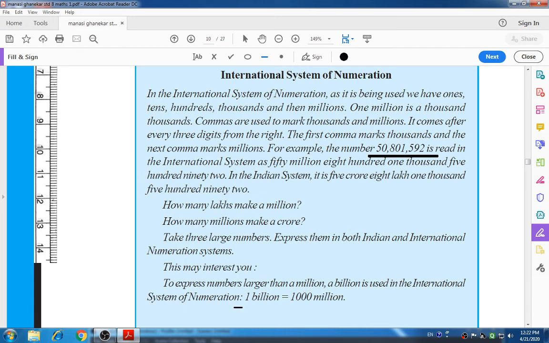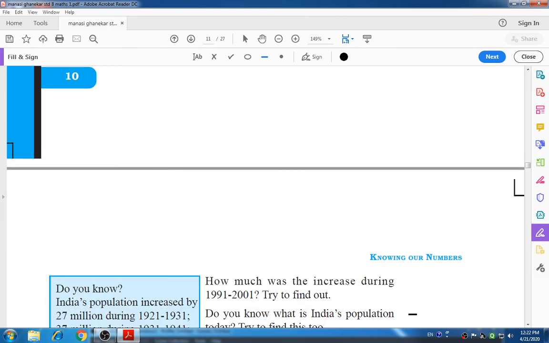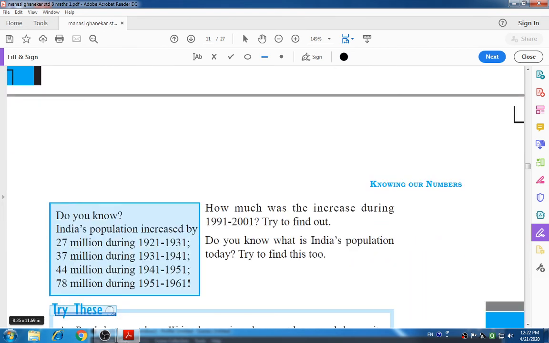Okay, so look here. 1 billion is equal to 1000 million. So like that, you have to solve this.